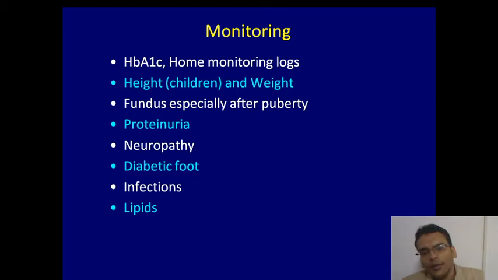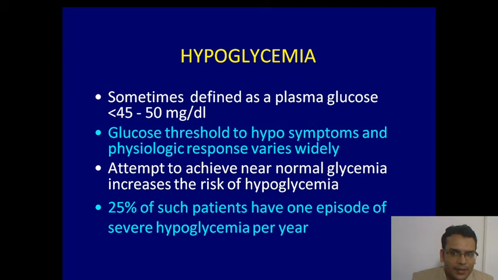Hypoglycemia in a person with diabetes is defined as a capillary glucose of less than 70 milligram percent. However, in a person without diabetes, hypoglycemia is defined according to Whipple's triad, that is, you need to have a low plasma glucose of less than 55 milligram percent. You should have symptoms of hypoglycemia, and these symptoms should get reverted once you give glucose solution. The glucose threshold for symptoms and physiological response varies widely across persons, and once you try to achieve near-normal glycemia, you invariably increase the risk for hypoglycemia.